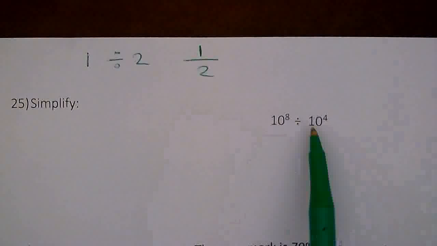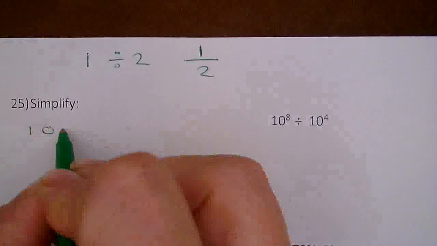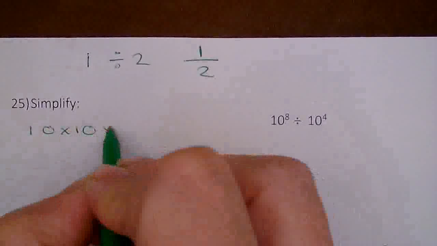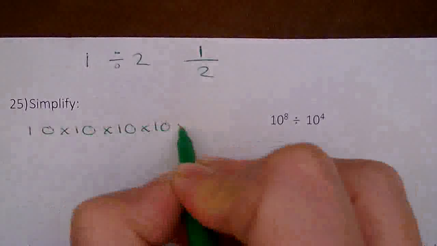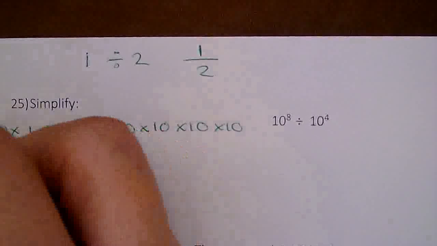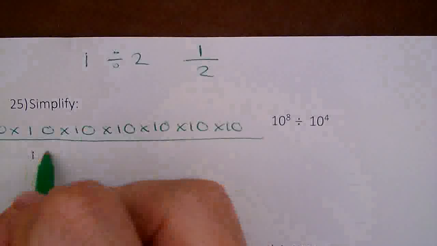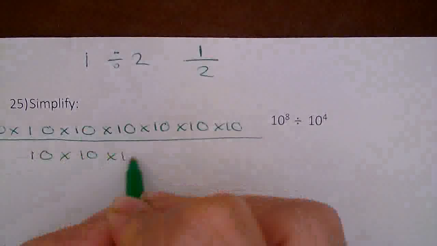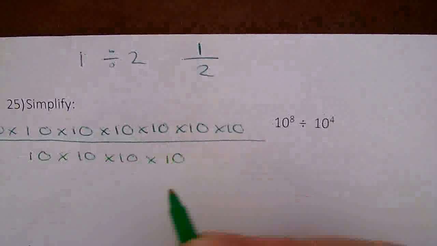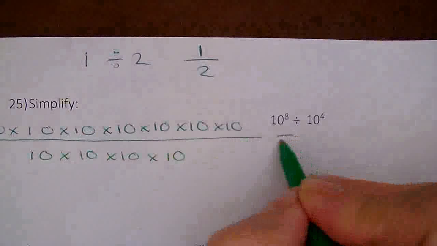Okay, so if we look at this question, 10 to the power of 8, like in the previous video, that means we've got 10 times itself. So 10 times 10 times 10, that's 3, 4, 5, 6, 7, and 8, divided by 10 to the power of 4, 10 times 10 times 10 times 10. So we can see that they've got powers of 10 in common, and we then just need to simplify.